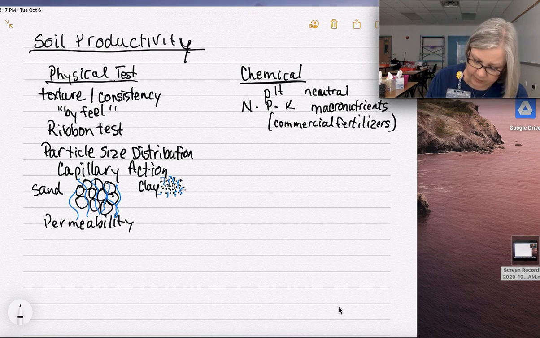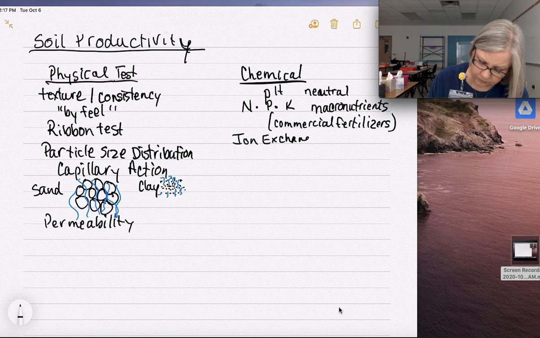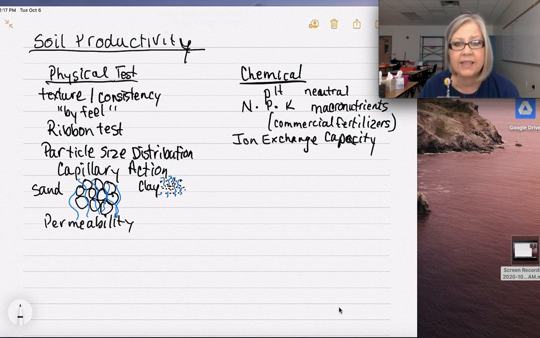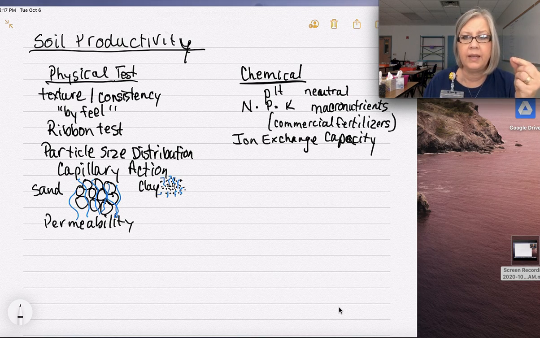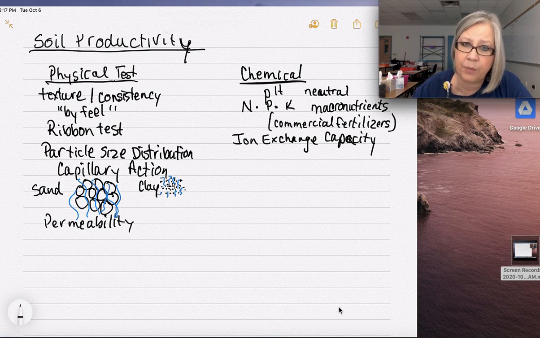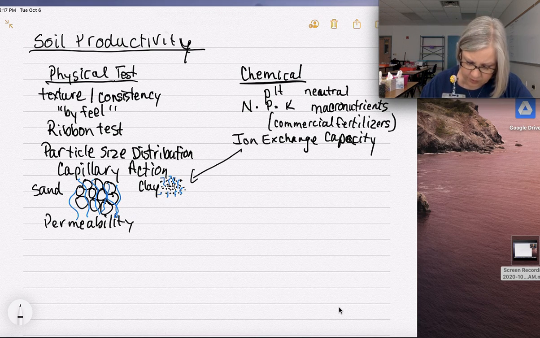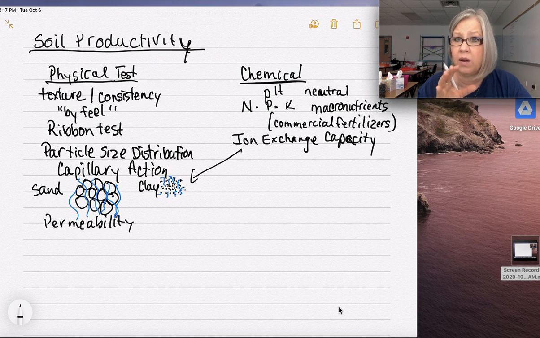The other thing we can do is look for ion exchange capacity. Now this kind of goes hand in hand with the nitrogen, phosphorus, and potassium, because what you're looking for is, are there ions present in the soil, and can the soil hold on to those ions? So when we look at clay, for example, clay is able to hold in those ions. So we're back to the amount of water that's there, and also the ions that are present within the soil.